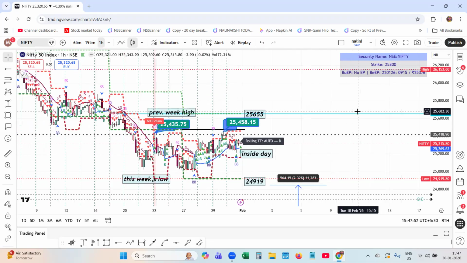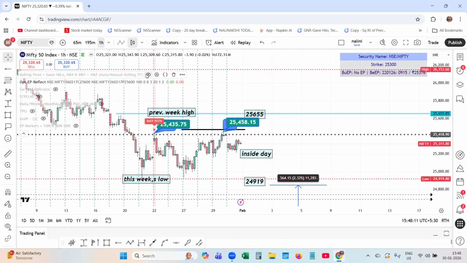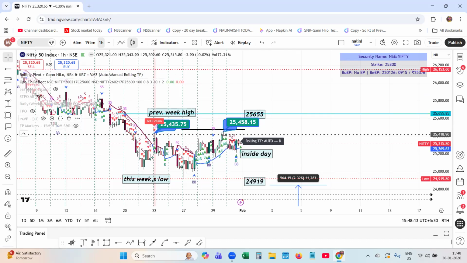With my indicator, I have shown you the previous week's high and previous week's low. And let me disable that indicator so that we can see how you could have traded on an intraday basis. Okay, let me zoom this out.